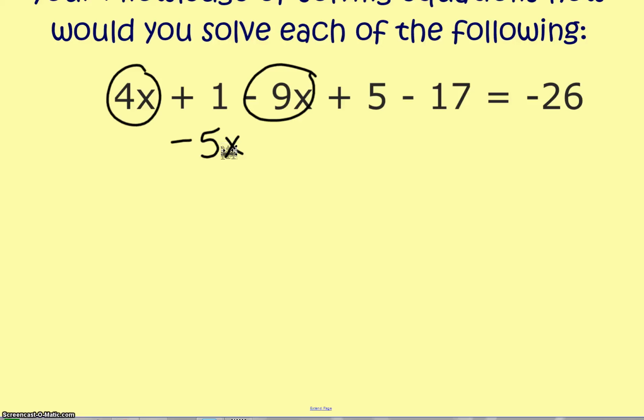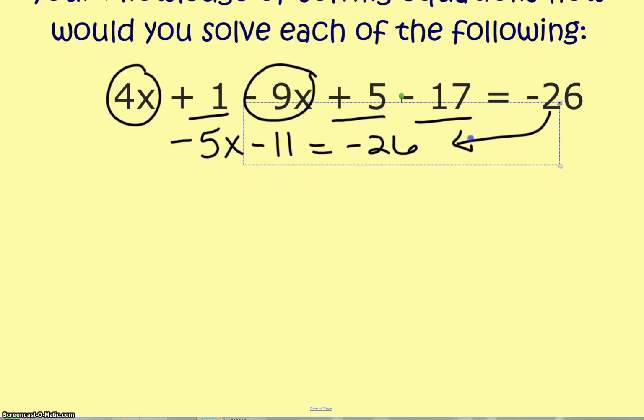Once you have the variables taken care of, underline your constants. So I have plus 1, or positive 1, I'm sorry, plus 5 would be 6, minus 17 would be a negative 11, equals negative 26. Notice that I'm bringing my solution down every single time, so that way I know where I'm trying to end up. So at this point, I am trying to get x by itself. X is not by itself because of this negative 11.